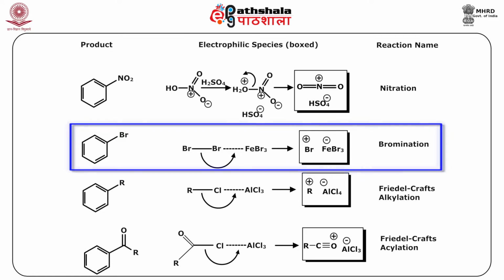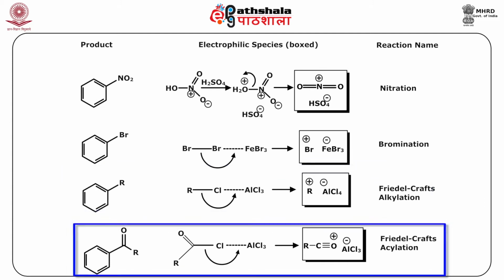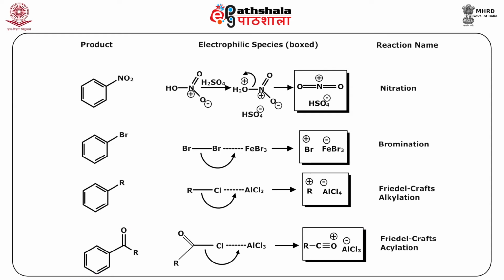Let us come down to the discussion of Friedel-Crafts alkylation. Here again, with the help of a Lewis acid like aluminium chloride, this R+ cation is generated, which behaves as an electrophile to attack the aromatic system. In case of Friedel-Crafts acylation, students, again this RCOCl group, that is the acyl chloride, is taken up, and again with the help of a Lewis acid, you will see the formation of the RCO+ cation, which is actually the electrophile in this case, that is the Friedel-Crafts acylation.